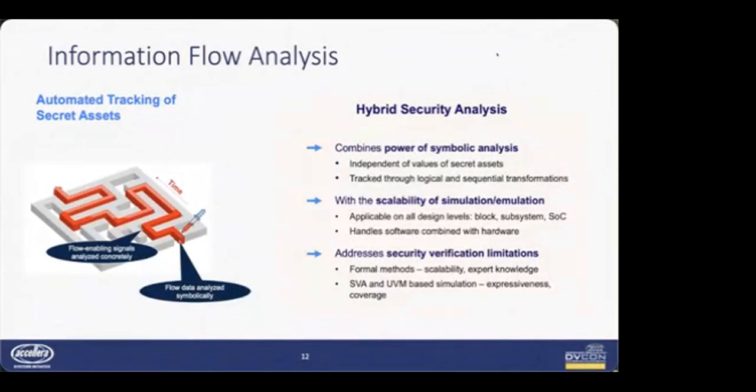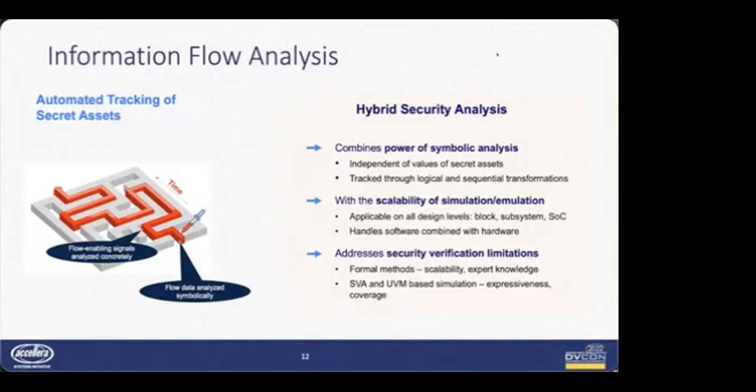Tortuga's Radix tool uses information flow analysis to automatically track secret assets through the design. It uses symbolic analysis to analyze information flows independent of data values, and it uses concrete control signals from simulation to enable or disable the information flow.